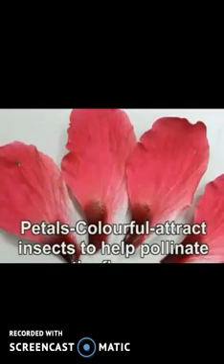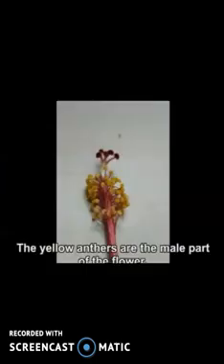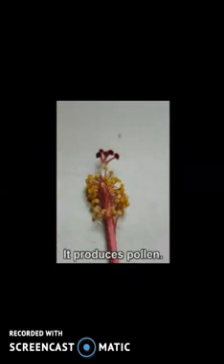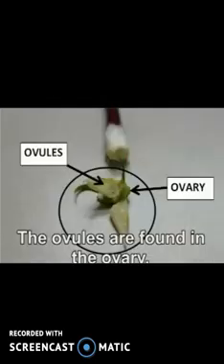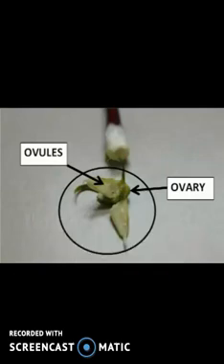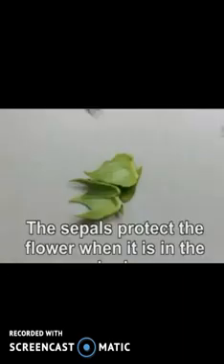Let us conclude what we have studied from this video. These are the petals, which are colorful. They are to attract the insects. The yellow anthers are there. They contain the pollen grains. They are attached with a very thin reddish part. Ovules are here and ovaries here, right? Sepals are there, which protect the flower in the bud stage.